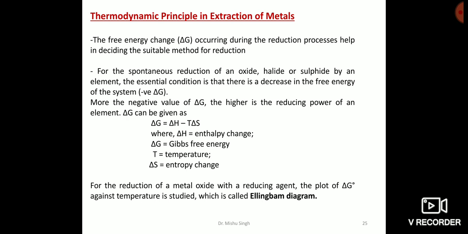Thermodynamic principles in extraction of metals. It is observed that some metals are easily reduced, where reduction occurs at room temperature, but others are reduced with difficulty, that means the reduction occurs at high temperature. Now, to predict which element will be the most suitable reducing agent for a given metal oxide and what would be the optimum temperature at which reduction will proceed smoothly, the basic concept of thermodynamics is quite useful.